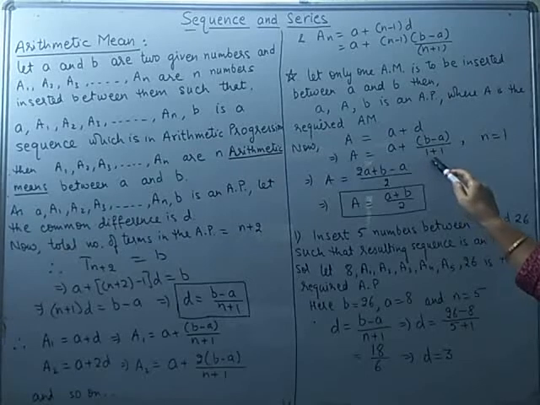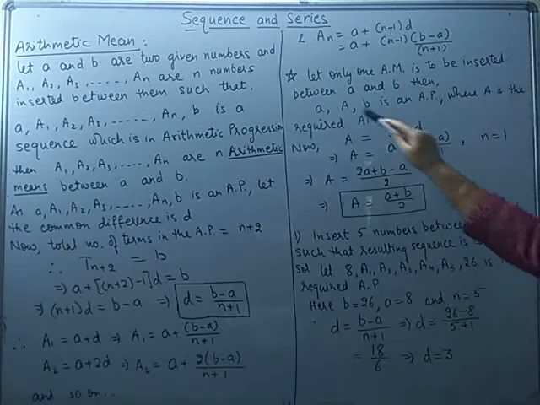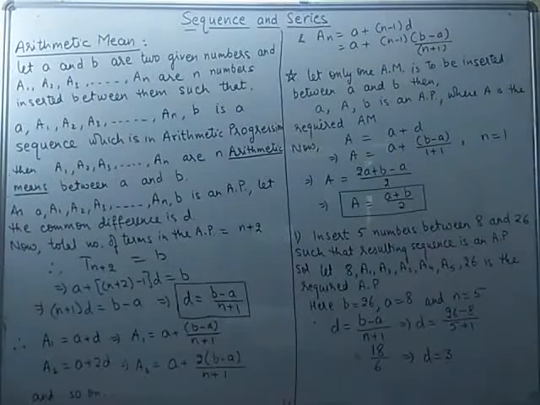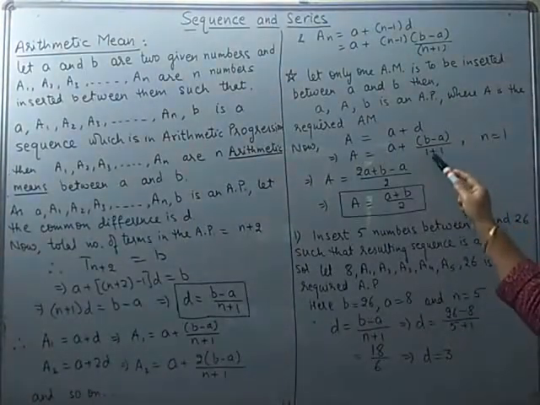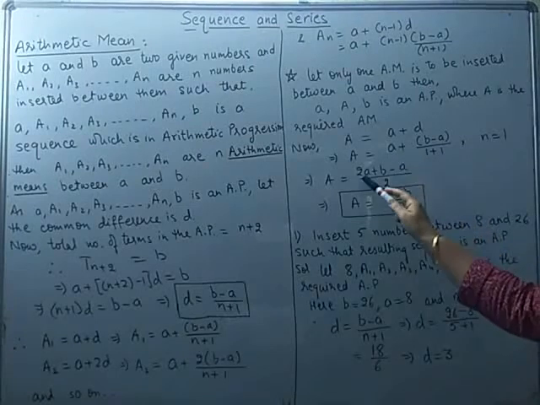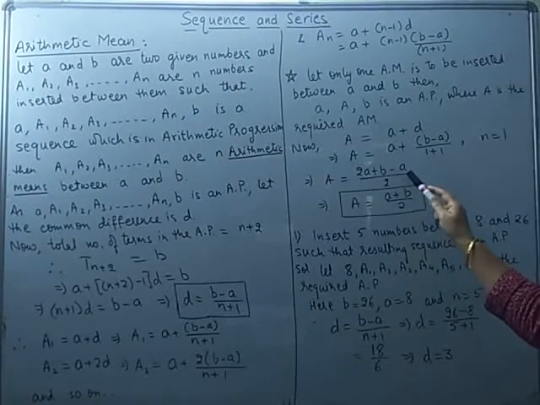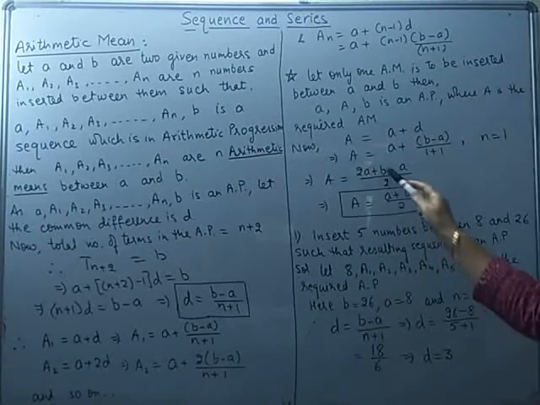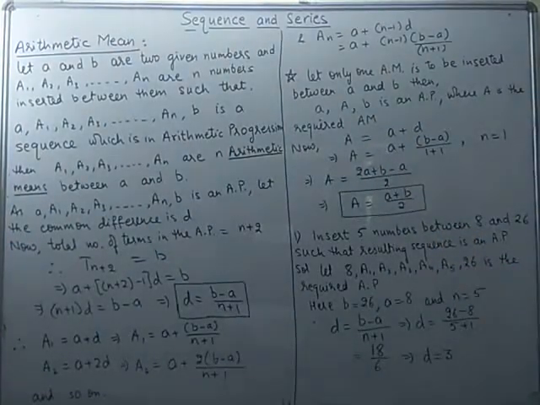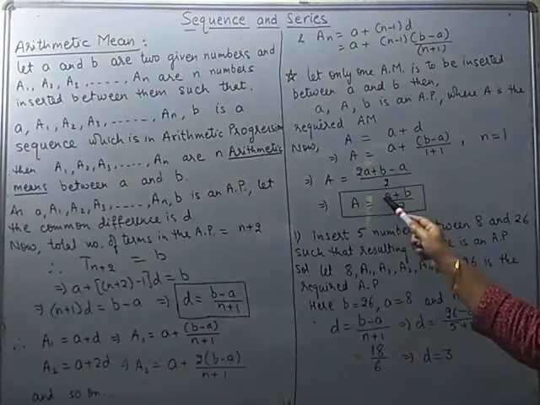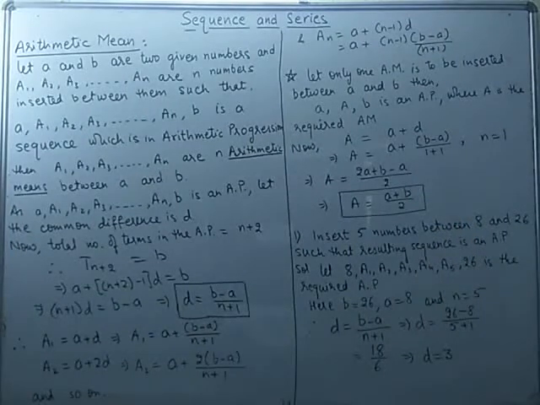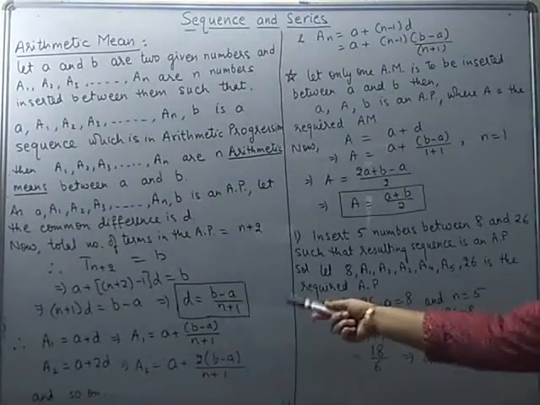n denotes the number of arithmetic means you are inserting. Here only one arithmetic mean is inserted, so it is 1 plus 1, so this becomes 2. So take the LCM: (2a plus b minus a) over 2. 2a minus a will become a, then plus b, divided by 2. So if you are inserting only one arithmetic mean, it will be the sum of the two numbers given to you divided by 2.